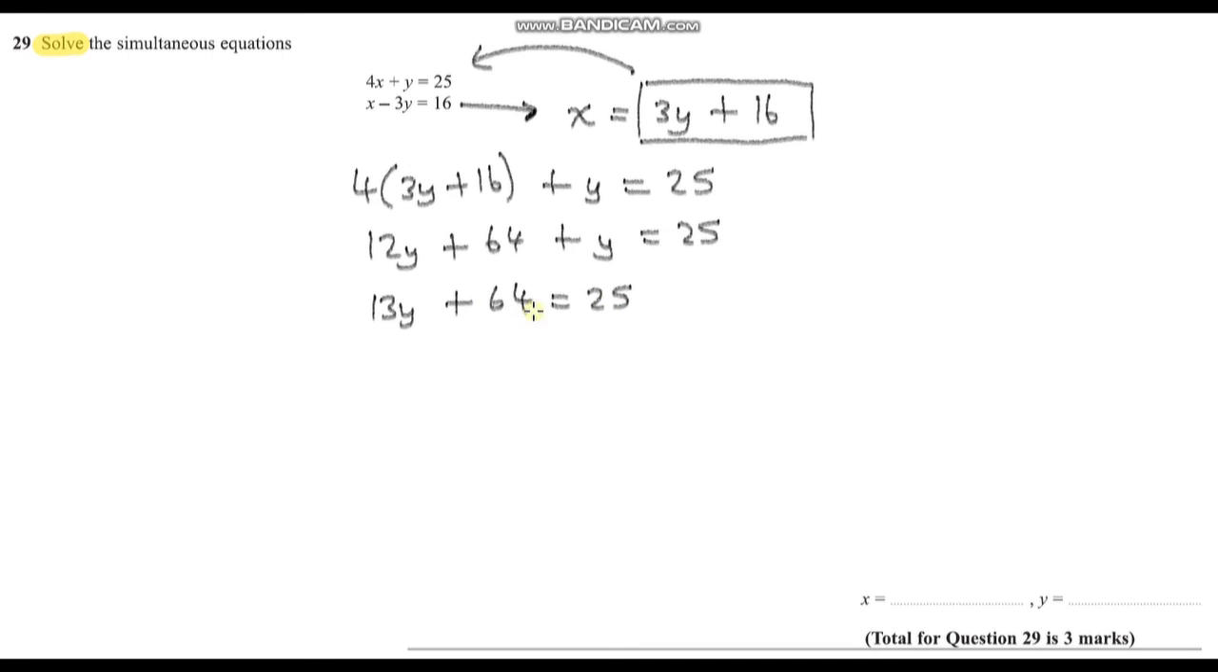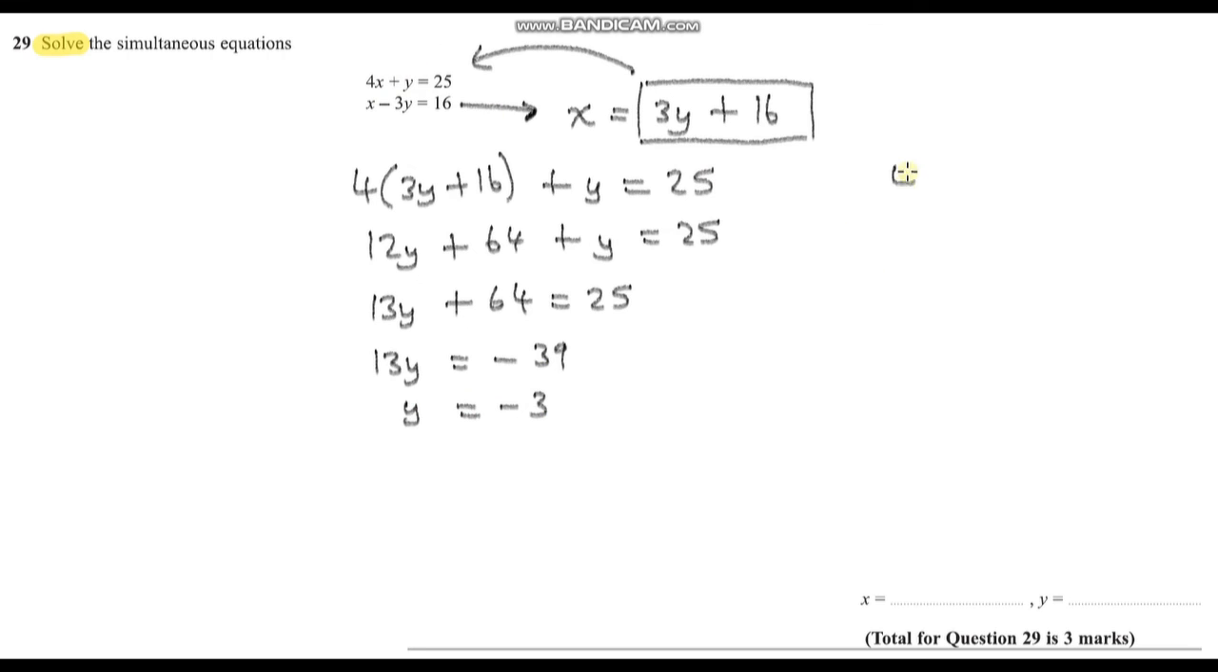And now if we subtract 64 from both sides, we get 13y is equal to negative, what's that, 39? 64 minus 25 is 39, so it'll be negative 39. And then divide both sides by 13, we get y is equal to negative 3. So now we have our value for y. We can substitute this into any one of our equations. I think I'm going to use the top equation.